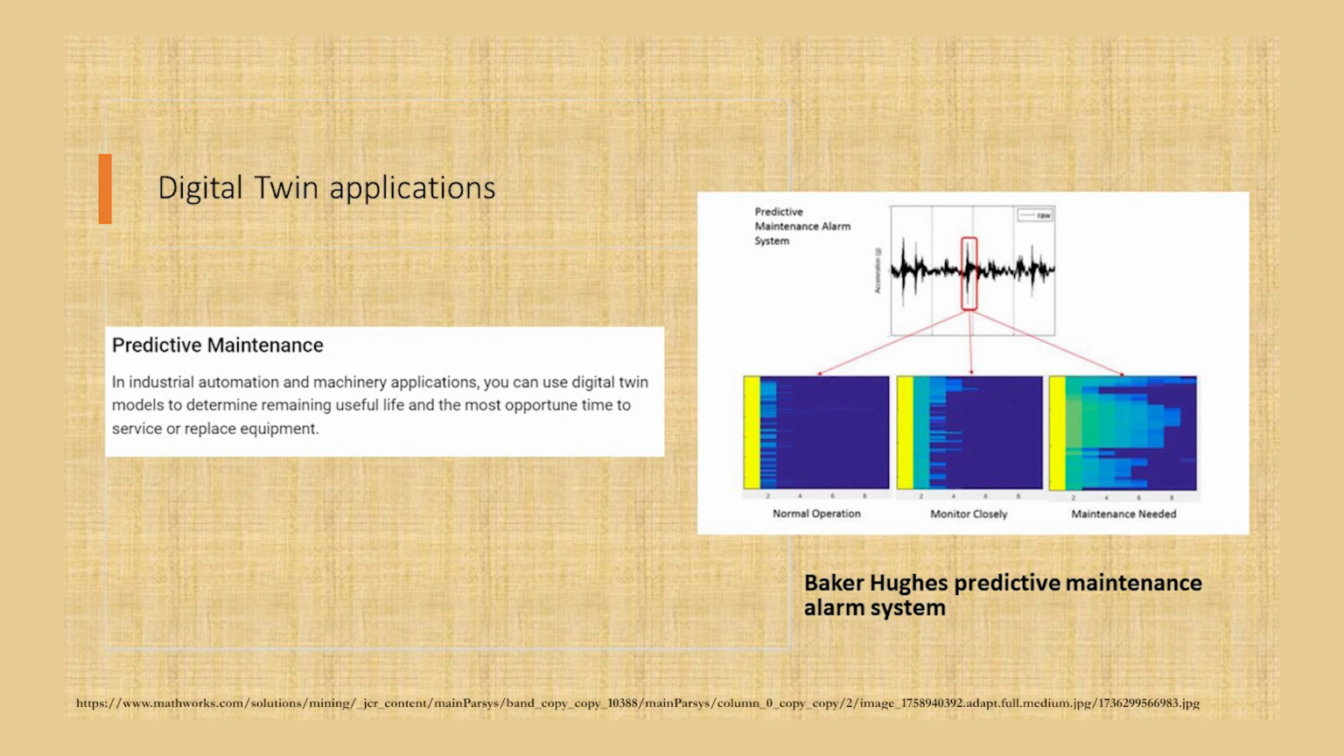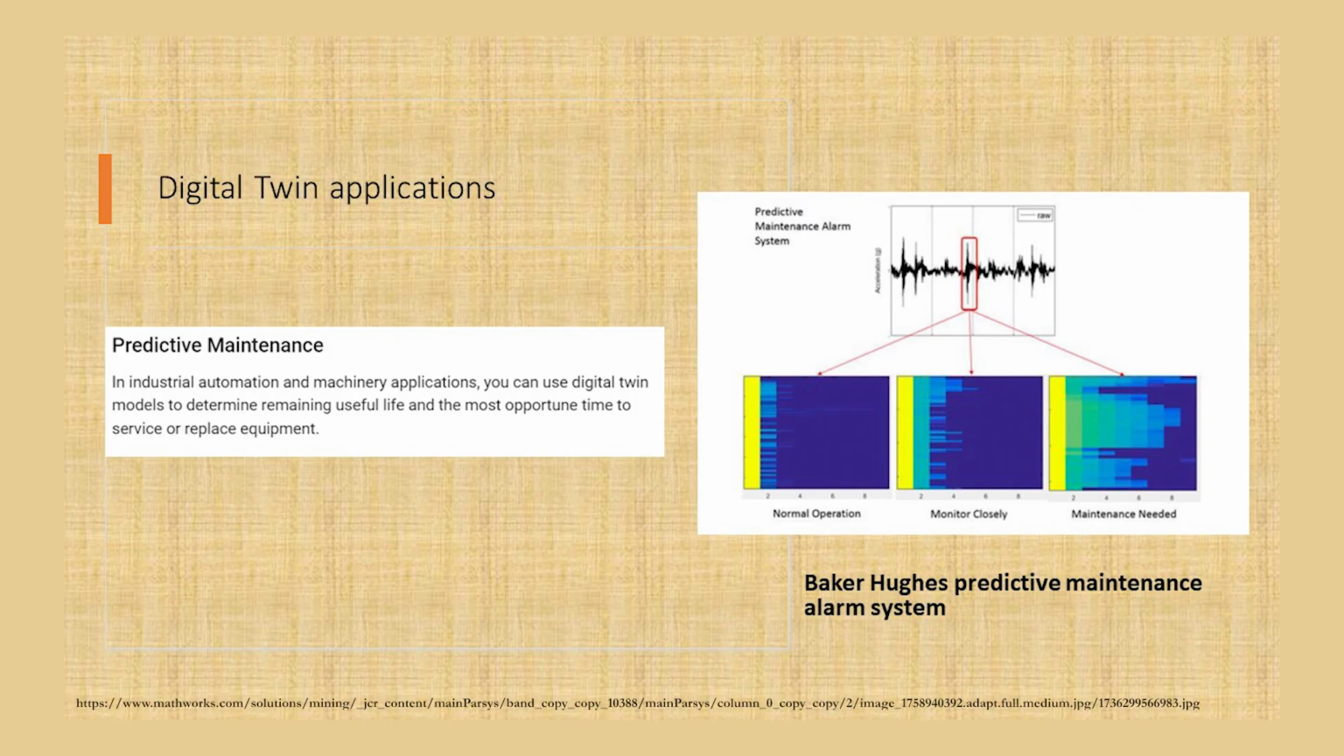So, let us look at some specific digital twin applications. We are talking about predictive maintenance. Okay. So, here is an example of a Baker Hughes predictive maintenance alarm system. In industrial automation and machinery applications, you can use digital twin models to determine the remaining useful life and the most opportune time to service or replace equipment. Okay. So, in normal operation, this system is showing this kind of characteristic. Okay.